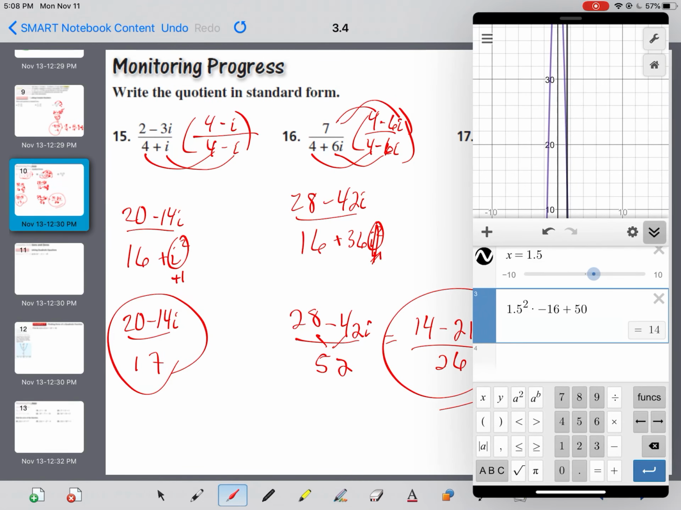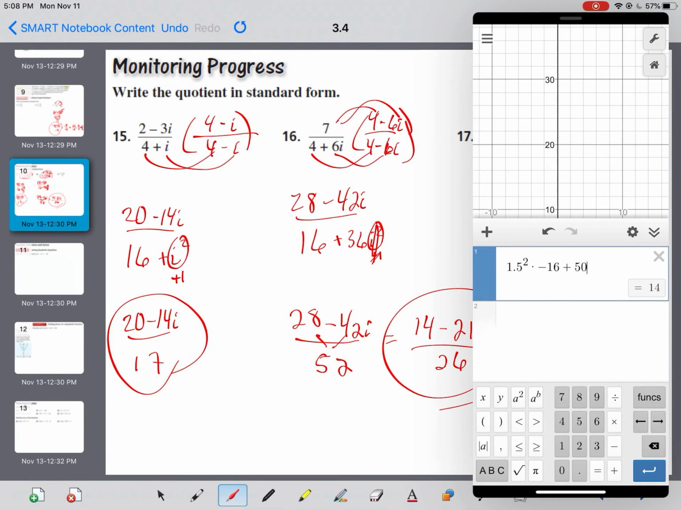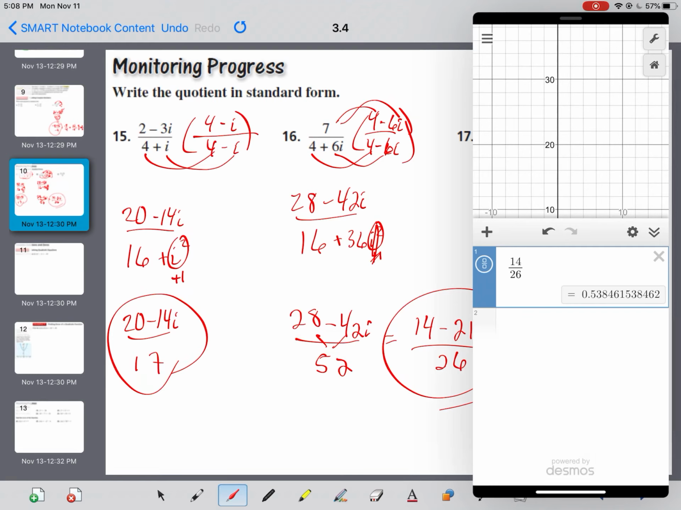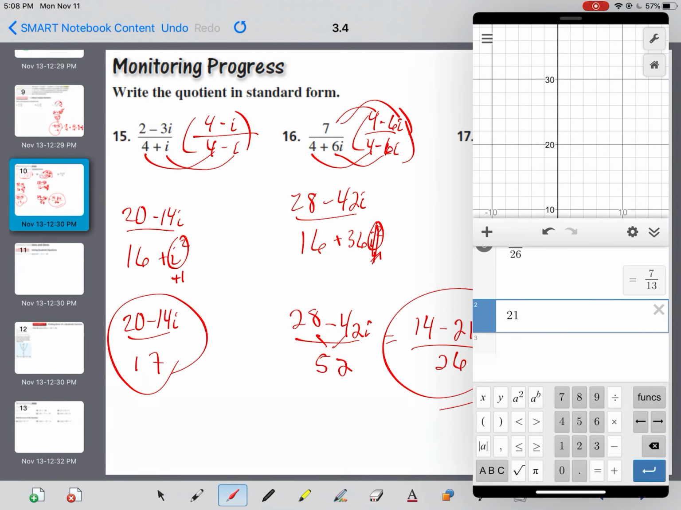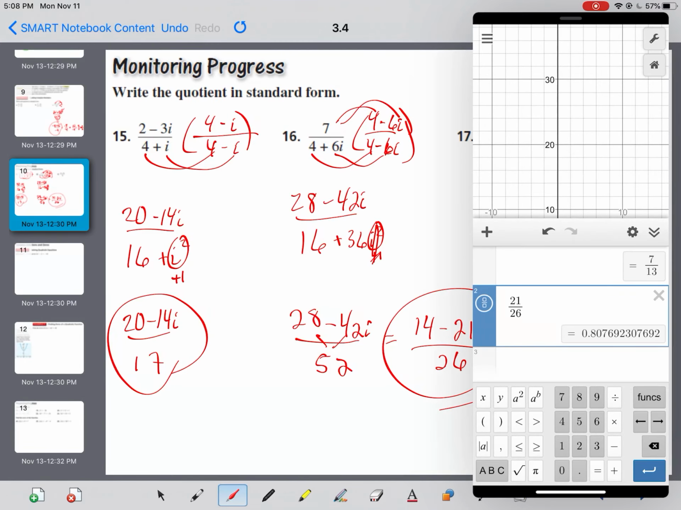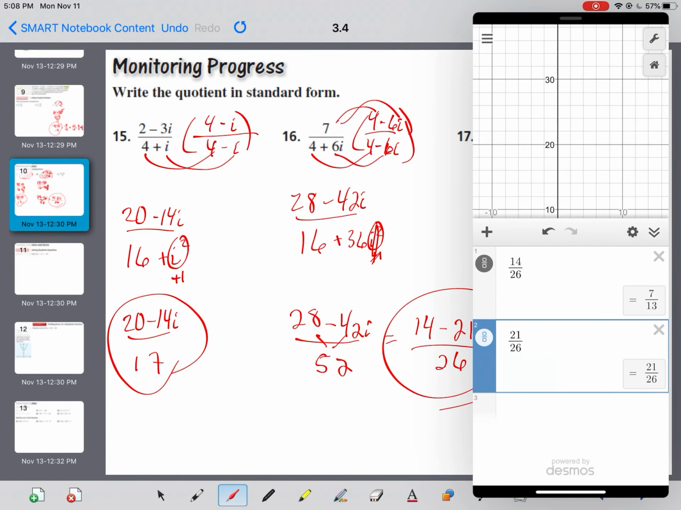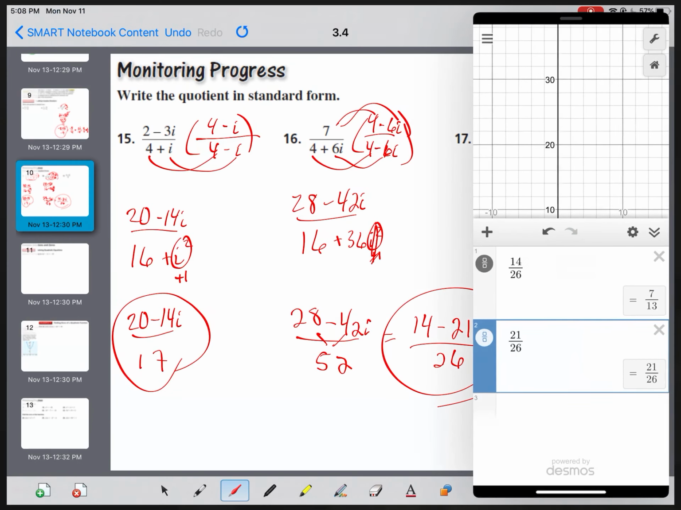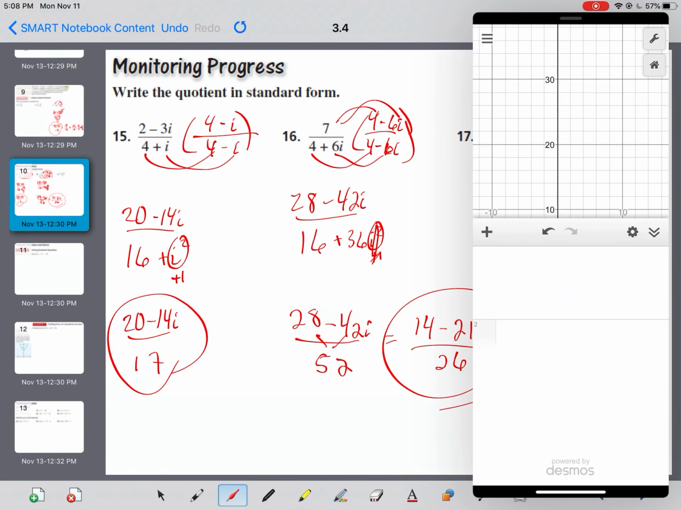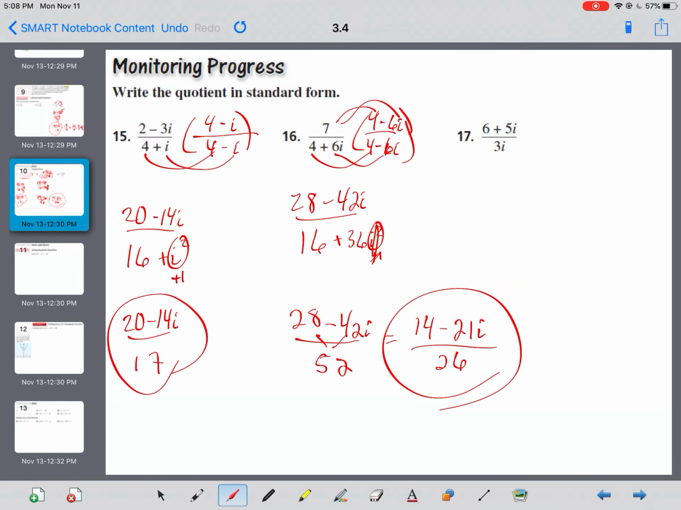But always check them. And if you need to, pull up your calc. It's not really the calc I wanted, but you can do 14 divided by 26. And then, let's see, switch it. 7/13, and I can do 21 divided by 26, and it just does 26, so that's as small as it can get. So that's what we want to do there.